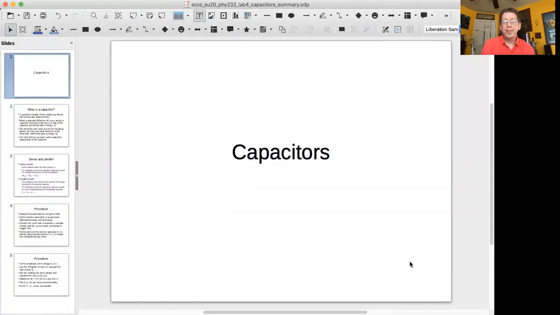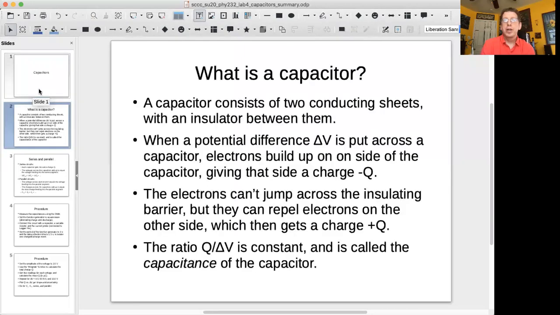So when you put a voltage or a potential difference across the capacitor, what happens is you have current moving, at least initially. And so the current gets to, or the electrons move to one of the conducting sheets of the capacitor, but because there's an insulating space between them, they can't jump across. So a buildup of charge happens.